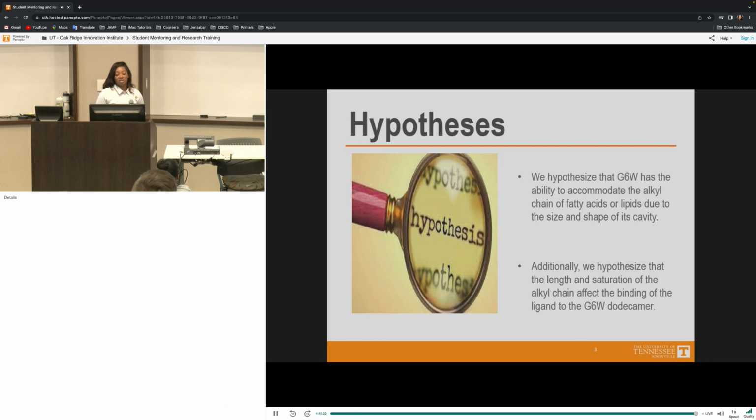Our hypothesis: we hypothesize that G6W has the ability to accommodate the alkyl chain of fatty acids or lipids due to the size and shape of its cavity. Additionally, we hypothesize the length and saturation of the alkyl chain affect the binding of the ligand to the G6W dodecamer.